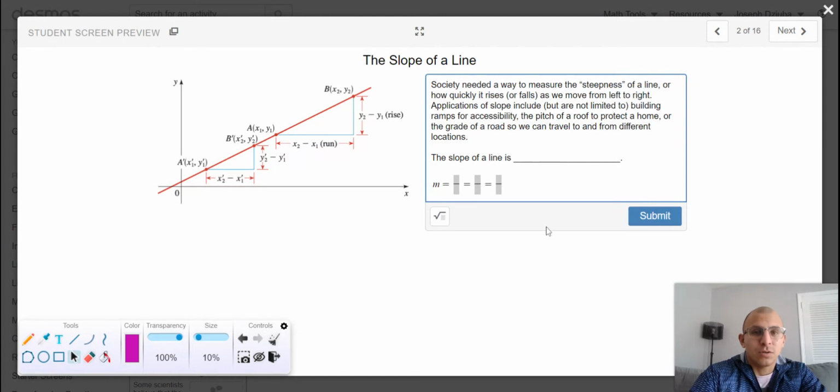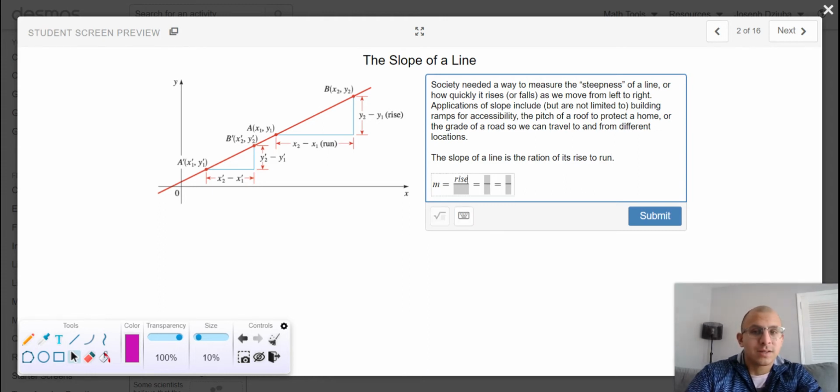Applications of slope include, but are not limited to, building ramps for accessibility, the pitch of a roof to protect a home, or the grade of a road so we can travel to and from different locations, like traveling up and down a mountain. The slope of a line is the ratio of its, by its I mean the line, rise to run.